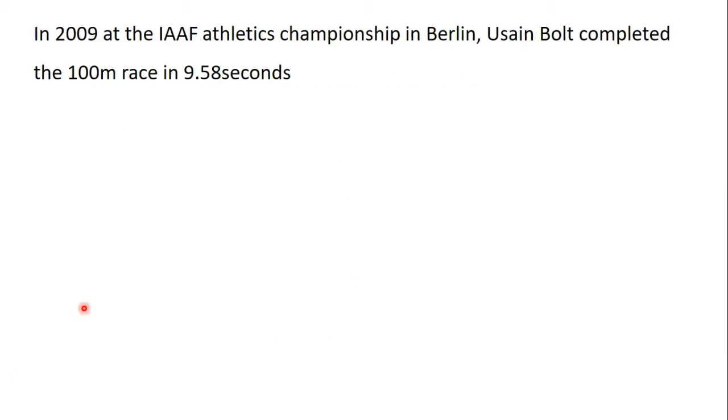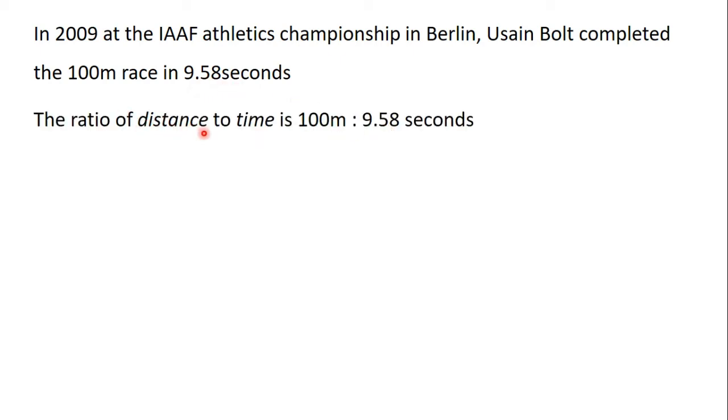Let's consider another example. In 2009, at the IAAF Athletics Championship in Berlin, Usain Bolt completed the 100-meter race in 9.58 seconds. So Usain Bolt ran the 100-meter race in 9.58 seconds. We can compare the distance, which is 100 meters, to the time that it took him to complete that distance, which is 9.58 seconds. The ratio of distance to time is the distance, which is 100 meters, is to the time, which is 9.58 seconds. From ratios, we learned that 100 meters is to 9.58 seconds can be written in the form of a fraction as 100 meters divided by 9.58 seconds.